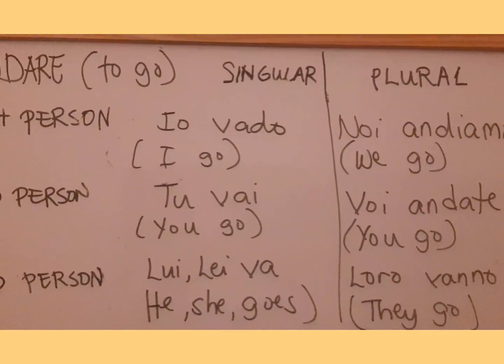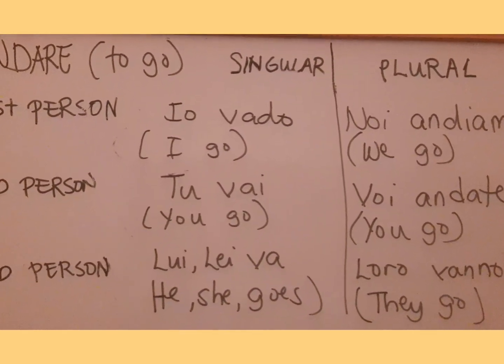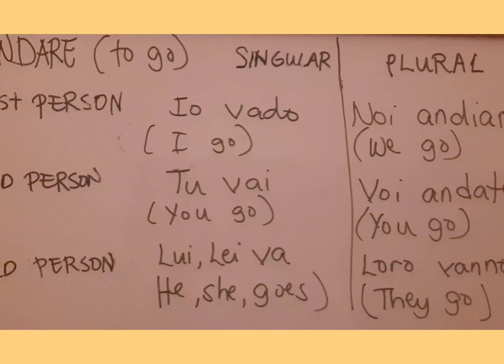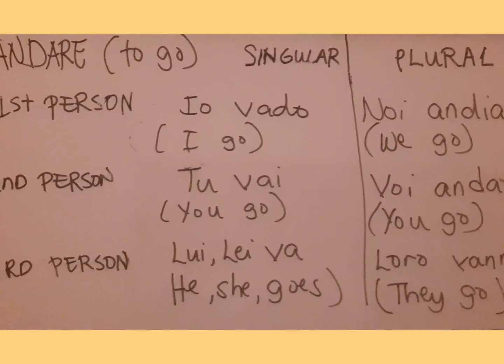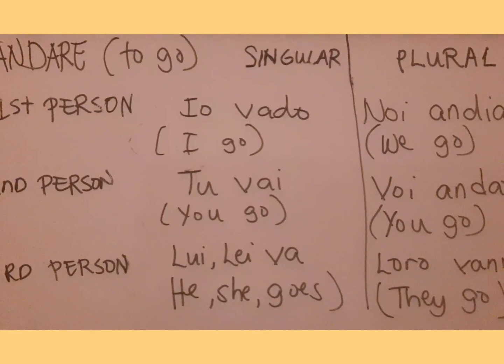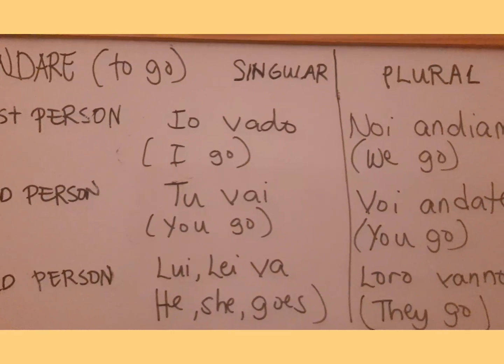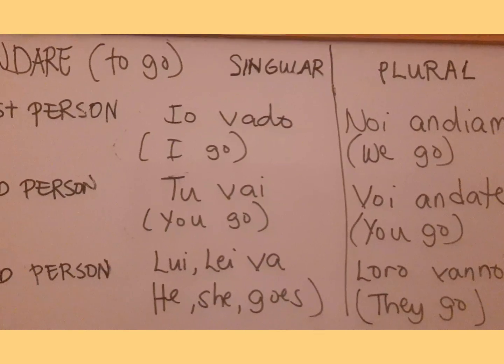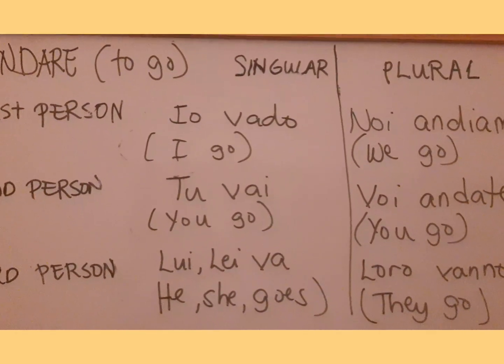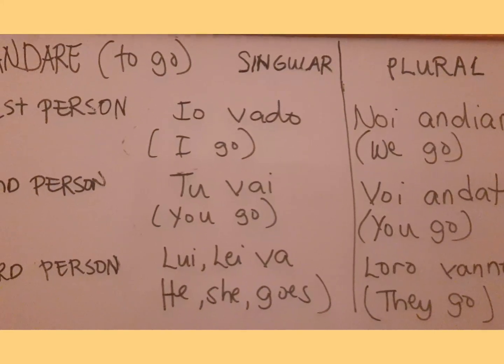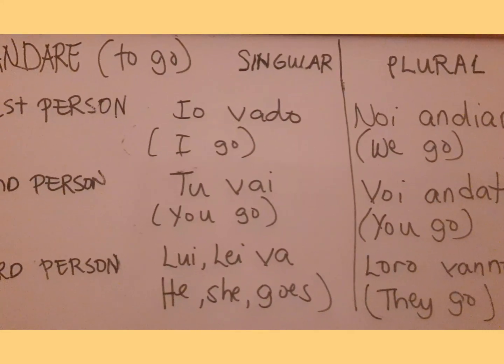Andare. Io vado, I go. Tu vai, you go. Lui, lei va. He, she goes. Noi andiamo, we go. Voi andate, you go. Loro vanno, they go.